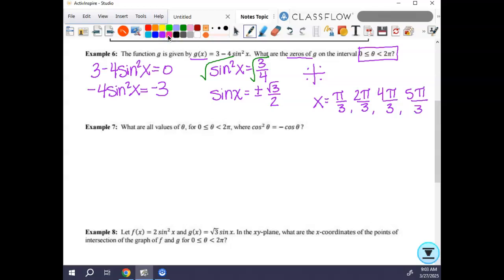So here it says, what are all the values of theta? So it does have the word all, but it's still giving me this here where this is true. So let me just rewrite that. Oops, well, it helped if I wrote the right thing. All right, so cosine squared theta equals negative cosine theta.